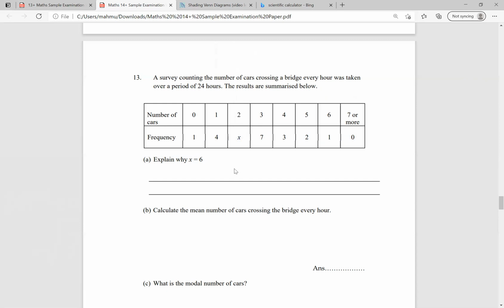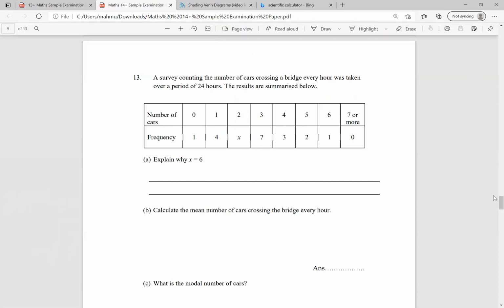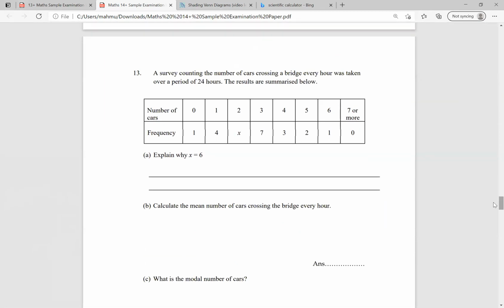Does that make sense? So that's 10, that's 13, that's 14, 18. So 24 minus 18 is 6. Now calculate the mean number of cars crossing the bridge every hour.